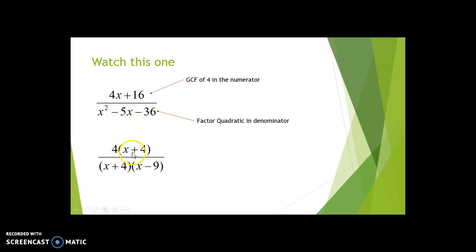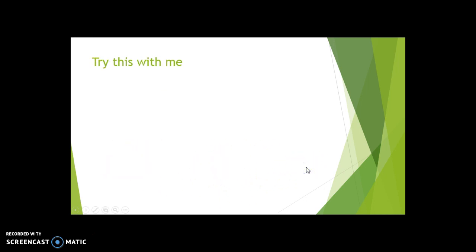There we go. And notice that these two are the same factors, so they are going to cancel out. And we are going to write what's left, 4 divided by x minus 9. Okay? So again, we factored, we GCF'd, which is also a form of factoring, and then we wrote what was left after what was left canceled out. So let's take a look at this last one.